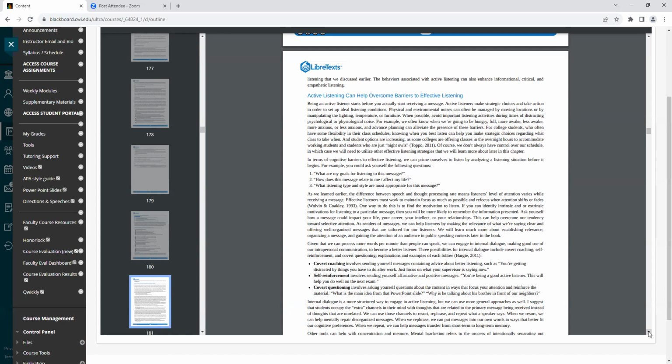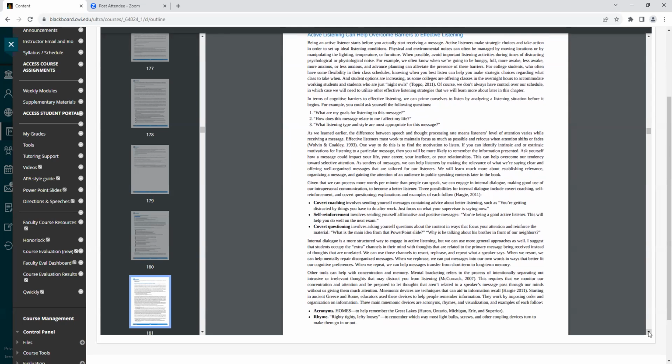For college students who often have some flexibility in their class schedules, knowing when you best listen can help you make strategic choices regarding what class to take when. And student options are increasing as some colleges are offering classes in the overnight hours to accommodate working students and students who are just night owls. Of course, we don't always have control over our schedule, in which case we still need to utilize other effective listening strategies that we'll learn more about later in this chapter.